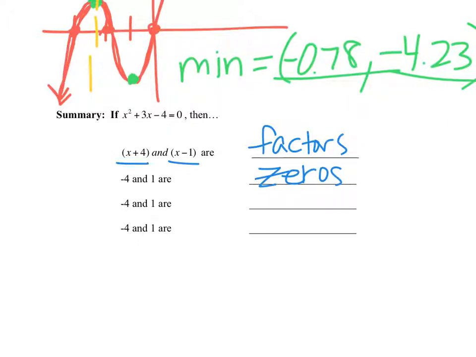Those zeros, if you plug them into your equation, are also solutions. They're the solutions of that equation. And when we graph them on a graph, they are called what? The x-intercepts. Perfect. Those are all those things, okay? And that's it.